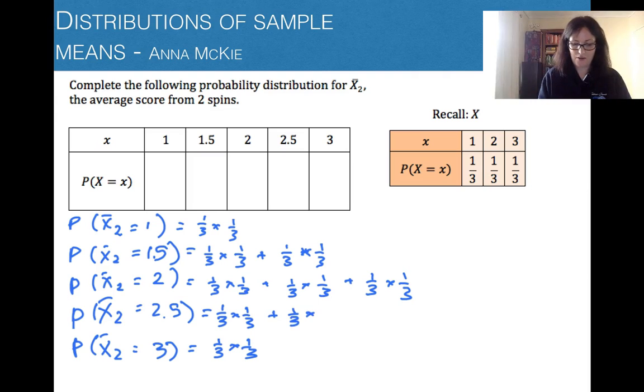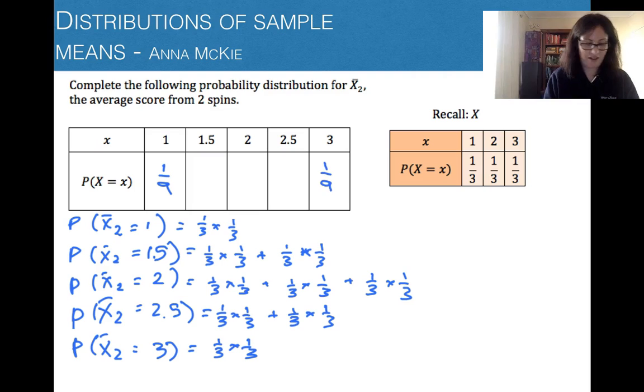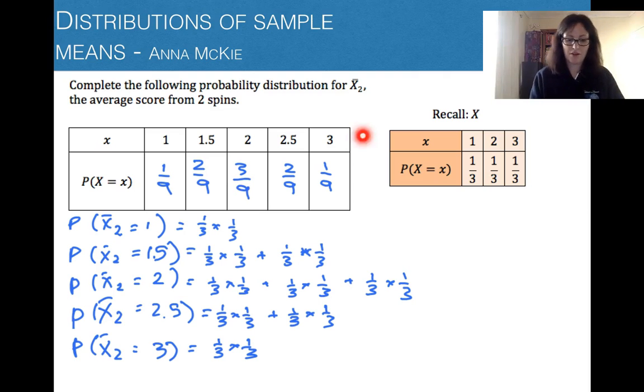And one more, and I think we're done. So the probability of getting a 2 could come from a 2 and a 2, a 1 and a 3, and a 3 and a 1. And calculating these probabilities, you get a ninth and a ninth there, 2 ninths, and 3 ninths. So we have completed the probability distribution.